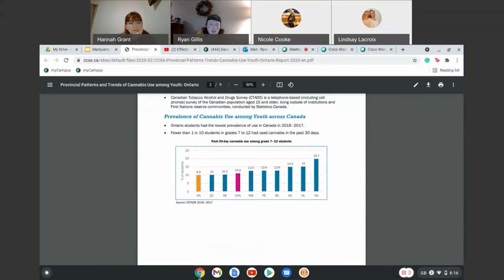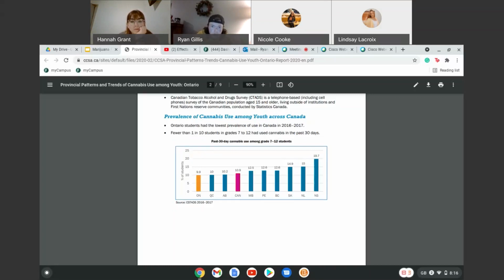So this graph represents the prevalence of cannabis use among youth across Canada. And Ontario students had the lowest prevalence of use in Canada in 2016 to 2017. Fewer than 1 in 10 students in grades 7 to 12 had used cannabis in the past 30 days. And you can see it on the graph here in orange. It has Ontario, where only 9.9% of students have used cannabis within the past 30 days.